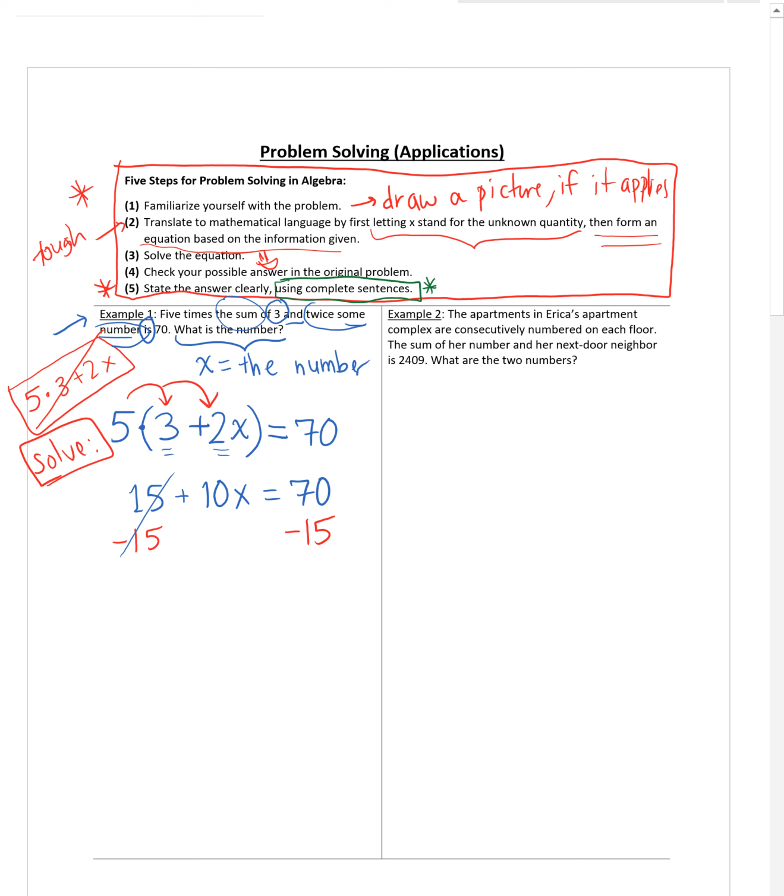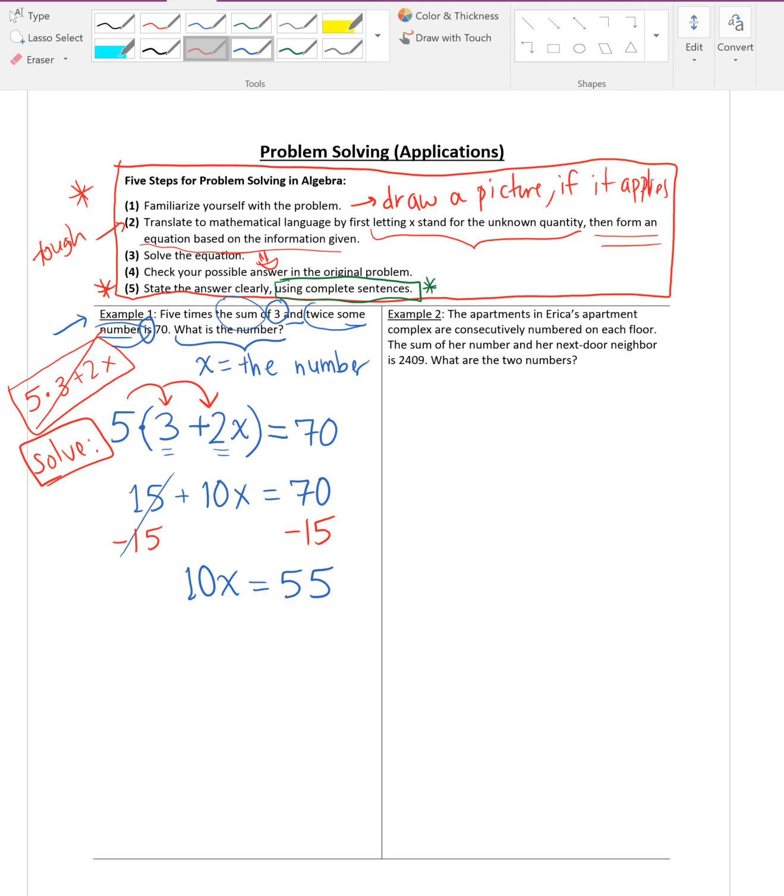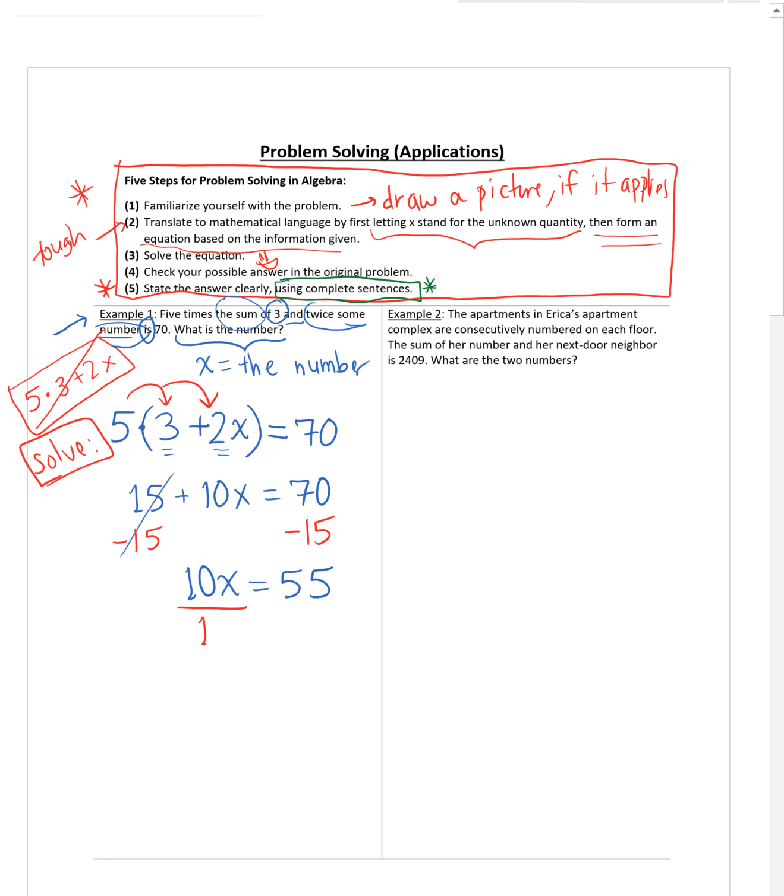So I'd get rid of the 15, and since 15 is positive, I'm going to subtract to get rid of it. 70 subtract 15 is 55. Is that true? Yeah, that's a winner. All right, we're almost done. Now I just need to divide by the 10 since it's being multiplied by x.